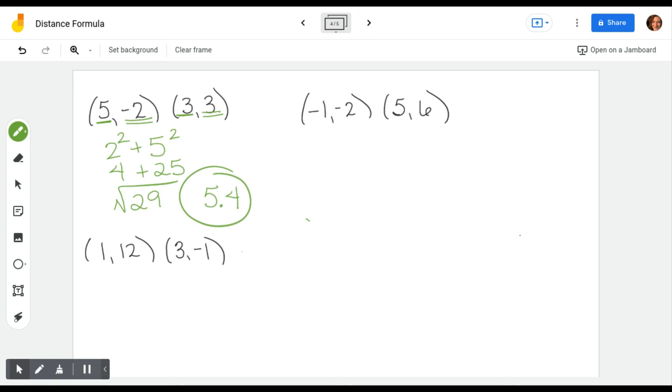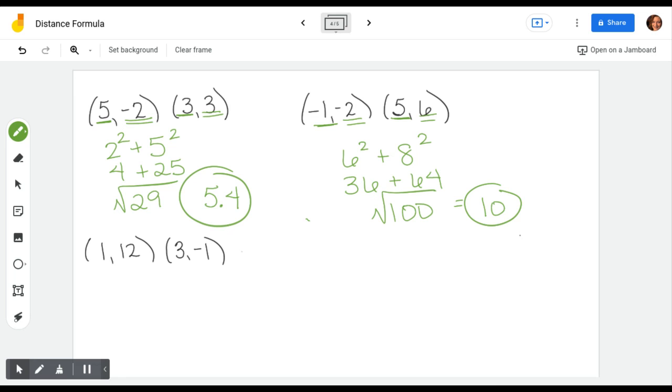Okay. To get from -1 to 5, that's 6 moves. To get from -2 to 6, that's 8 moves. Add them together. So that's 36 plus 64. That would be 100. That's c squared. I want c, so take the square root of that. Hey, that one's 10 exactly.